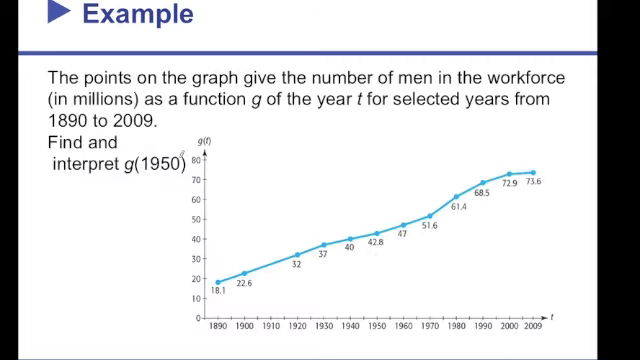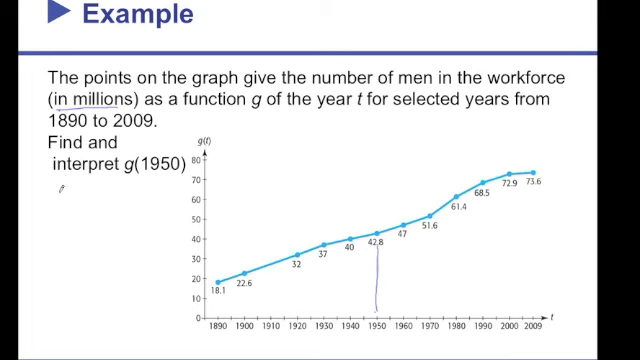The points on the graph give the number of men in the workforce, notice in millions, as a function g of the year t for selected years from 1890 to 2009. I'm going to find and interpret g of 1950. So g for the year 1950. And here's our year 1950.